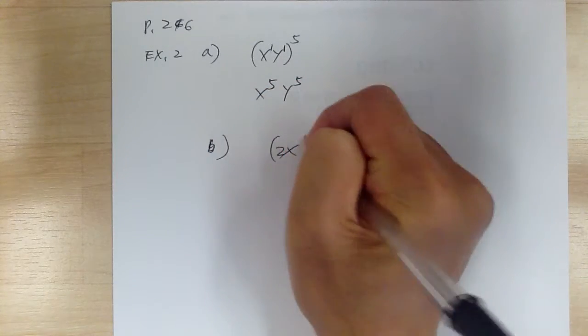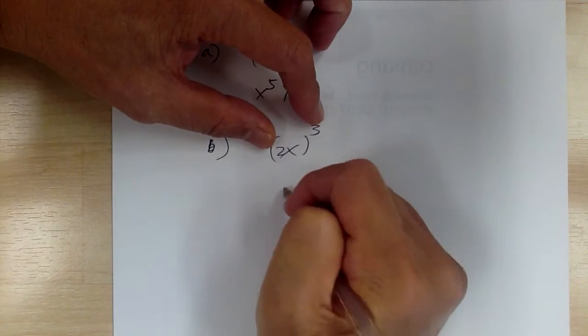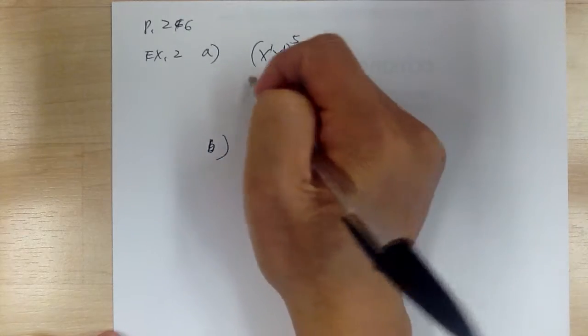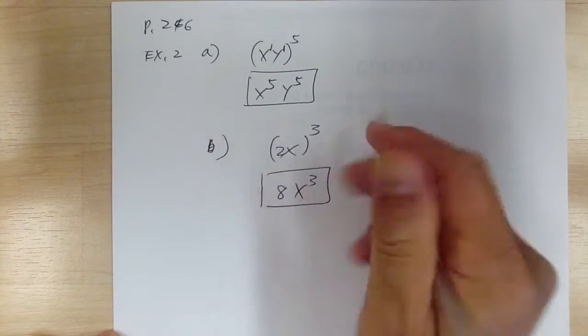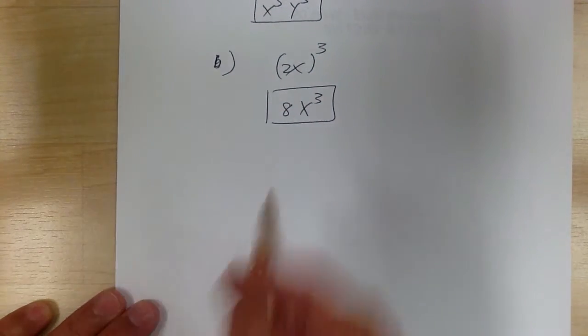You have 2x to the 3 power. Again, you apply it to each part. So 2 to the 3 power is 8. x to the 3 power is x to the 3. Okay, and that would be your answer. So you just apply the power rule to each part. Okay, let's go to example 3.